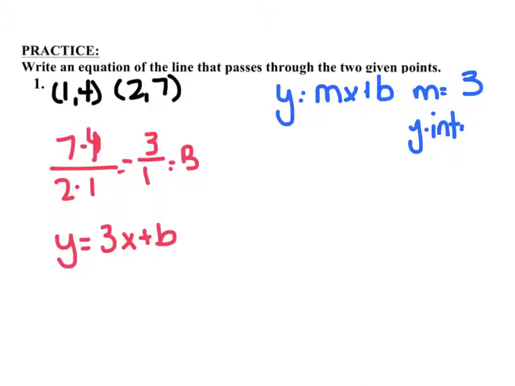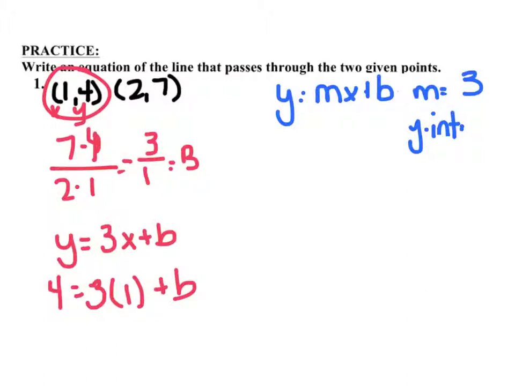So all we're going to do now is take a point and substitute it in so we can solve for that y-intercept. I'm just going to take my 1, 4. This is my x, this is my y. So I'm going to say that y is equal to 4. 4 is equal to 3 times x, which will be 1, plus b. 3 times 1 is 3. All right, now I'm going to solve by subtracting 3. B is going to be equal to a positive 1. So I know that my y-intercept is equal to 1.